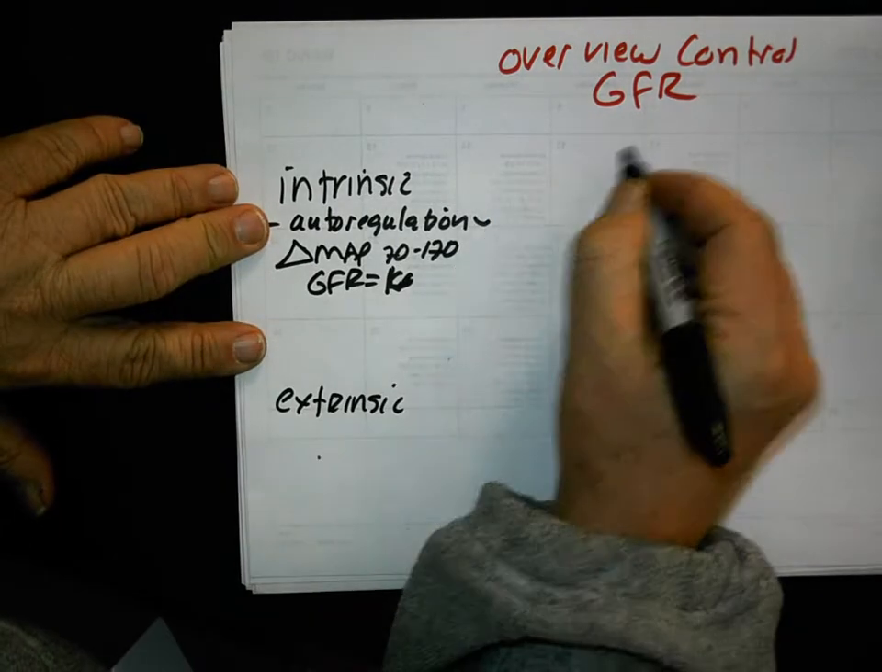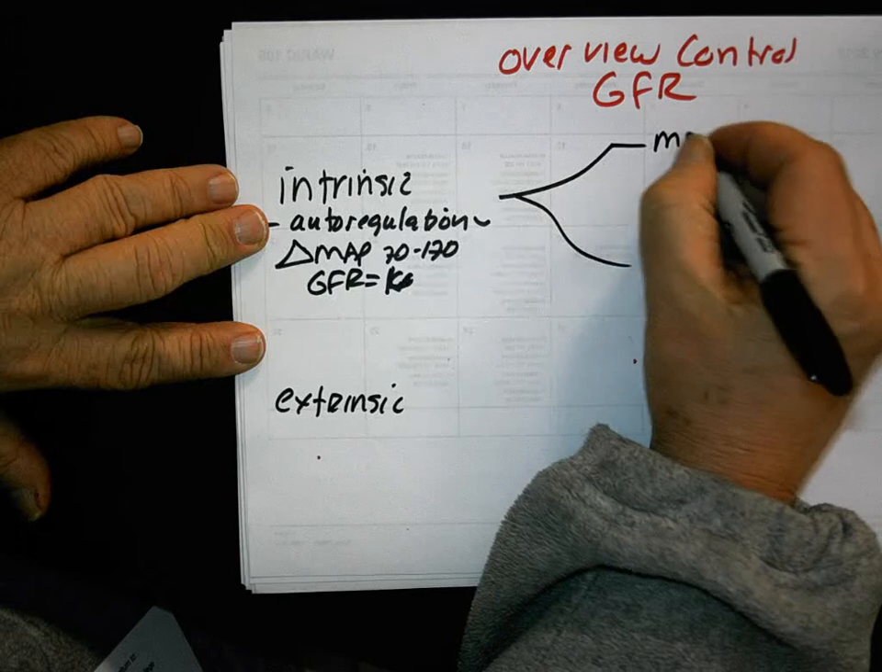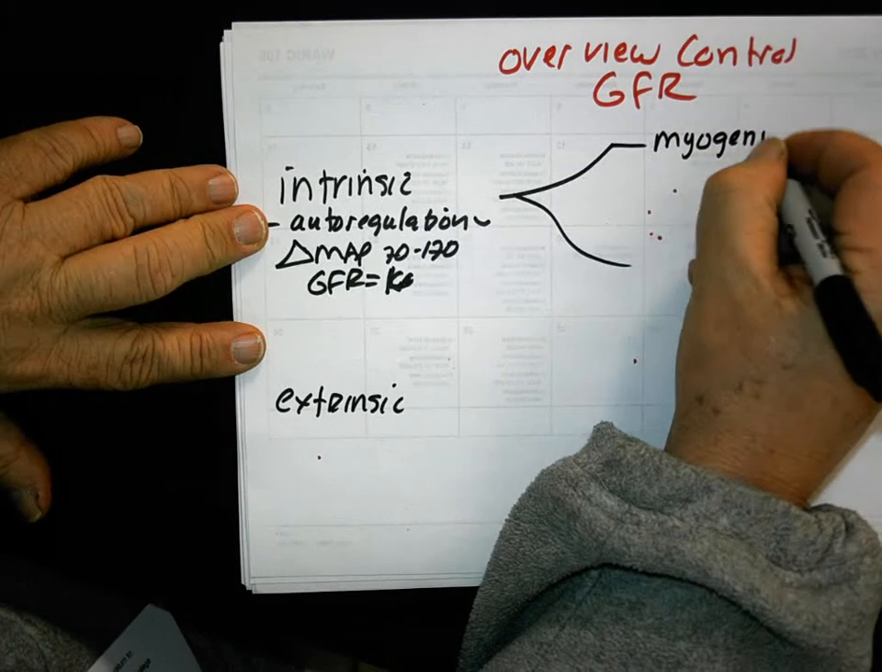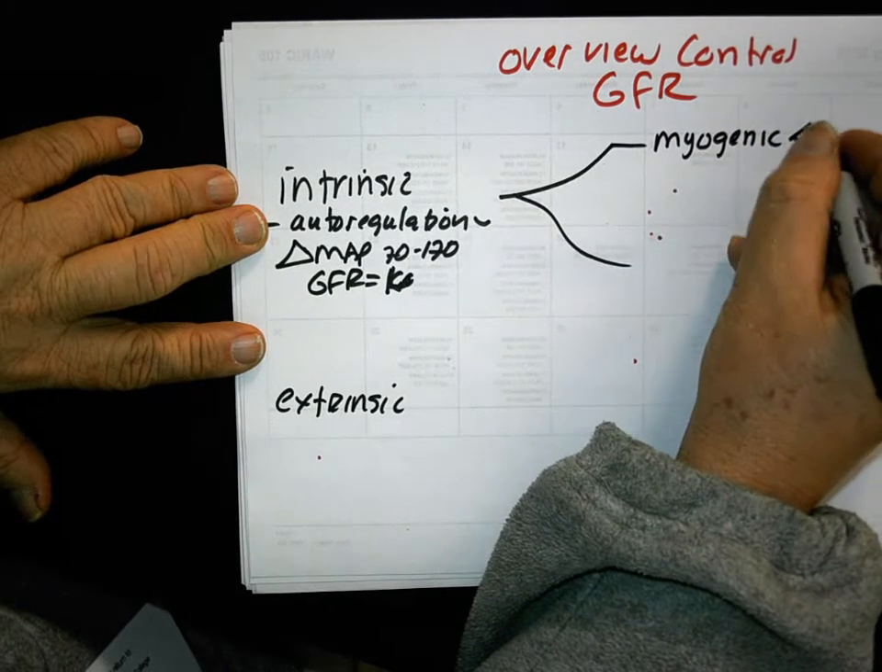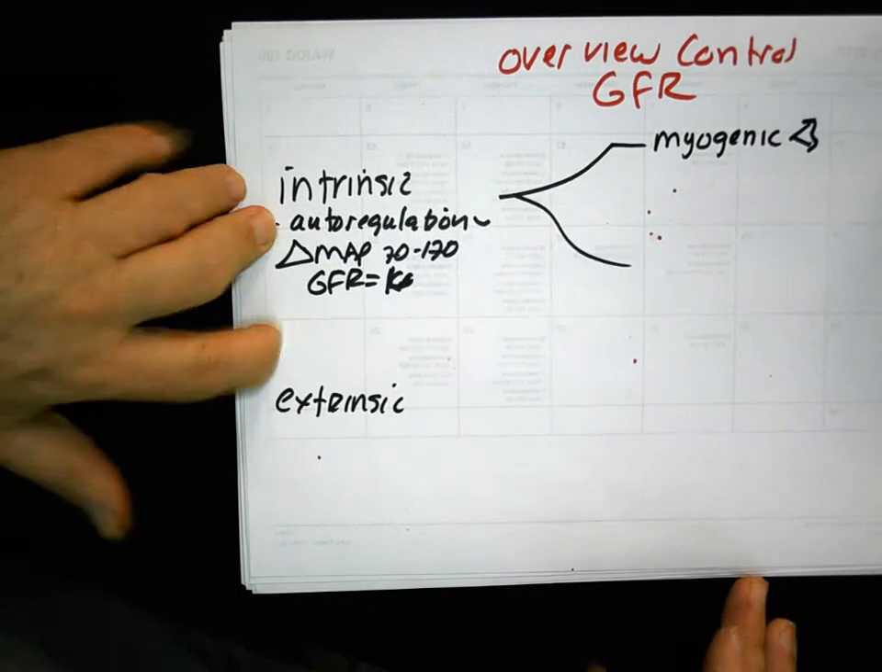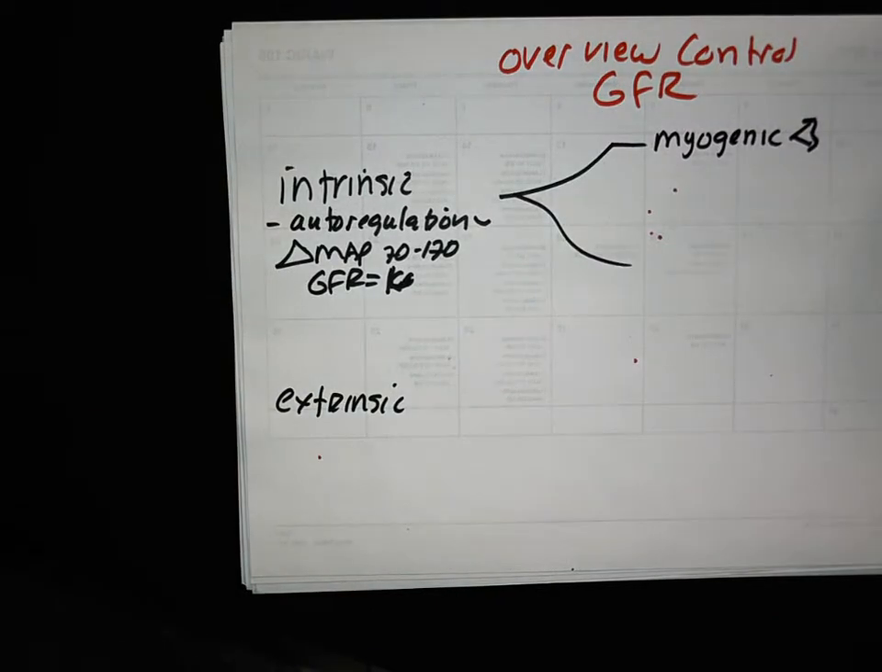So intrinsic has two branches. One branch is myogenic. That's the smooth muscle response. If you have increased mean arterial pressure and the arterioles are stretched, they'll contract to keep the diameter the same, to keep filtration from being too highly increased. If the blood pressure, the MAP, reduces, they won't close down, they'll relax, so again, keep the diameter constant, maintaining glomerular filtration rate.